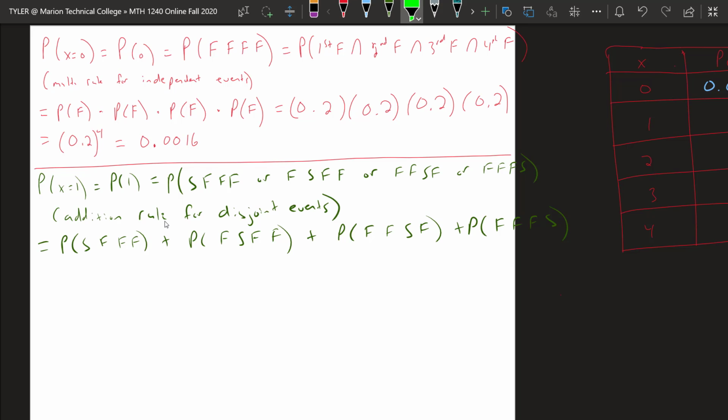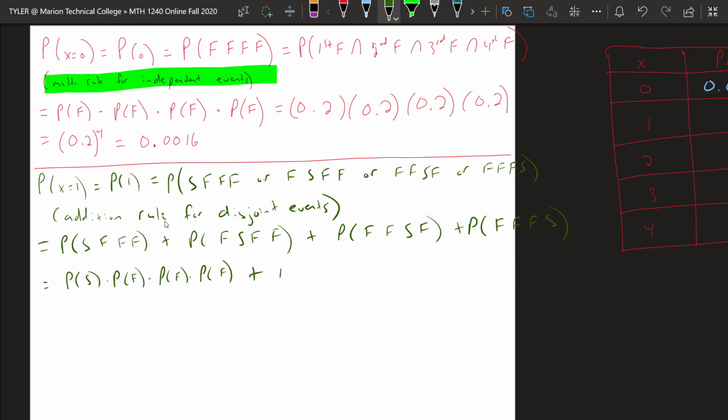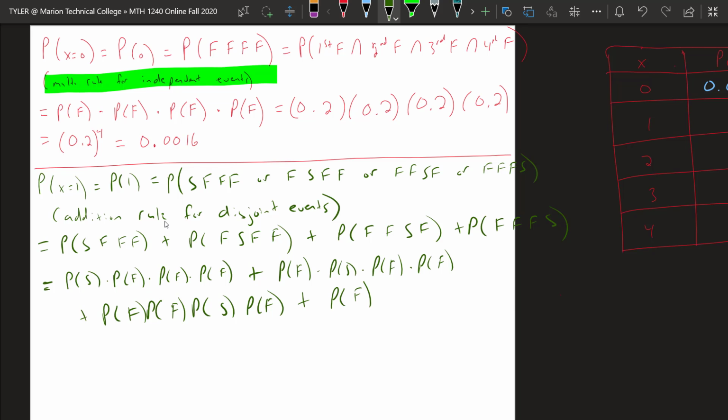Right? So now what I can do is same thing as the first one when x was 0. Here, I can apply the multiplication rule for independent events and break these up, where this first one becomes the probability of S times the probability of F times the probability of F times the probability of F. Then we'd have plus the probability of F times the probability of S times the probability of F times the probability of F, and then plus the probability of F times the probability of F times the probability of S times the probability of F, and then plus the probability of F times the probability of F times the probability of F times the probability of S.